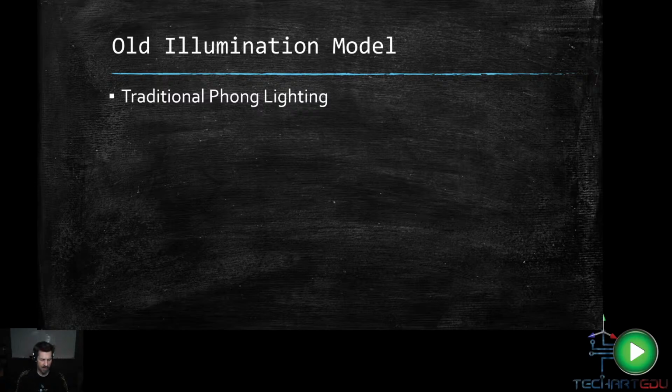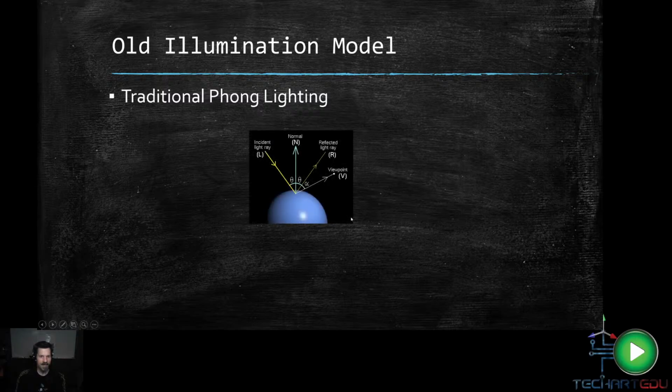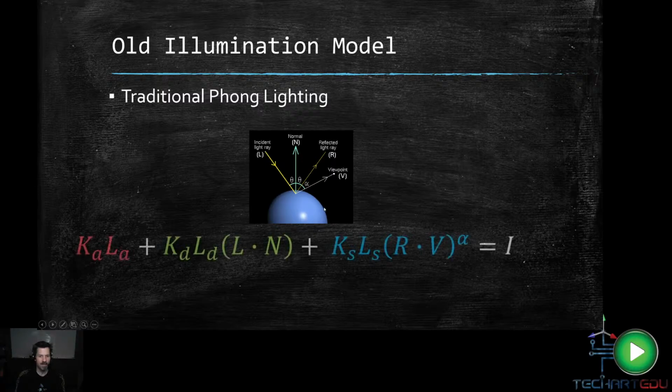Phong came up with this model, and it takes advantage of the surface normal, which is this green arrow, a light ray coming in, which is this yellow arrow, and a viewpoint, which is this white arrow pointing at the V. If you have all three of those, you can illuminate any sort of light on any sort of object. And he came up with this function.